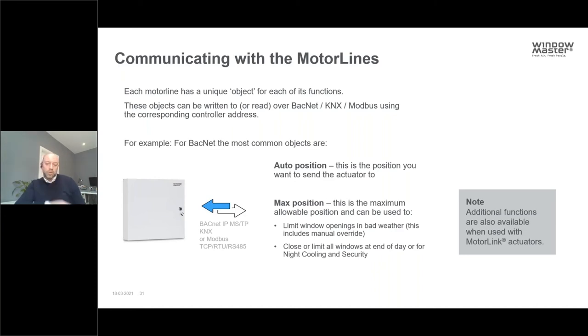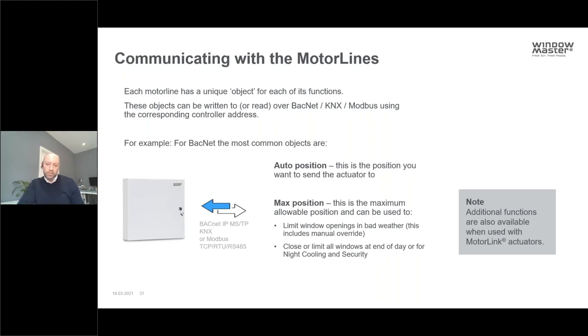And then we also have another object, which is a max position, and this is a limiting position. This is what we use to prevent things from happening, typically where openings would be greater than we would want them to be. So for example, if it was in bad weather, we could use the max position to stop the auto position from driving windows past a certain buffer limit. So we could set a max position so the auto position never went past 10%, 5%, 20%, whatever you want it to be. And we can also use that max position to close or limit the windows at the end of the day or for night cooling routines.